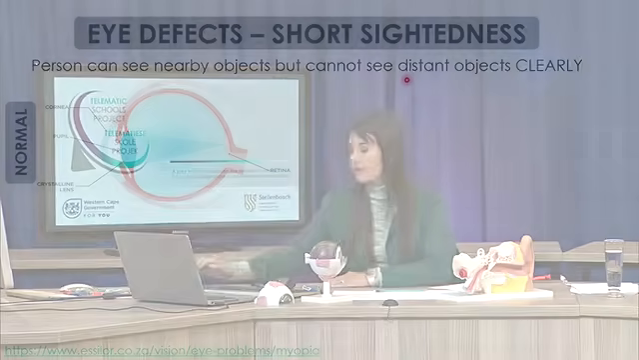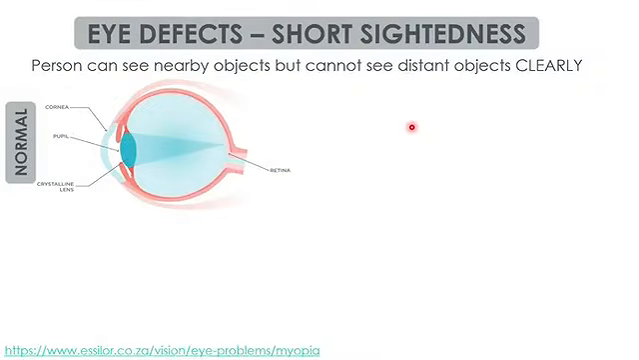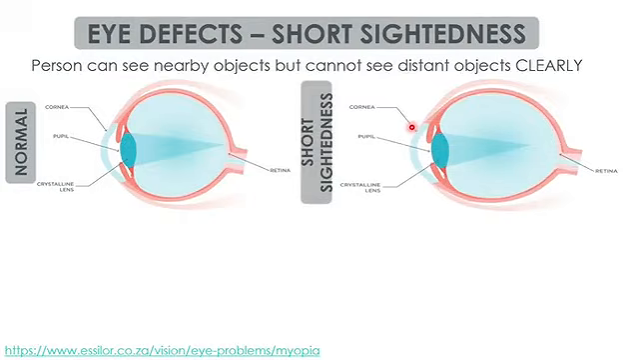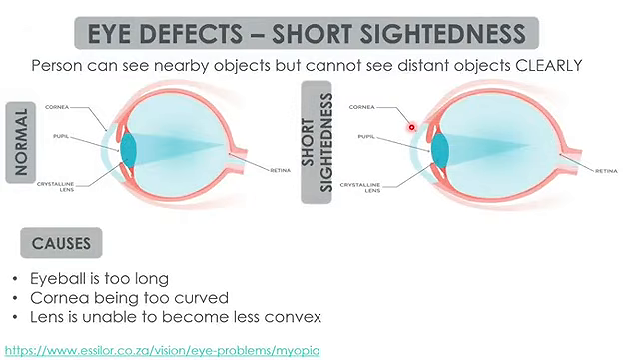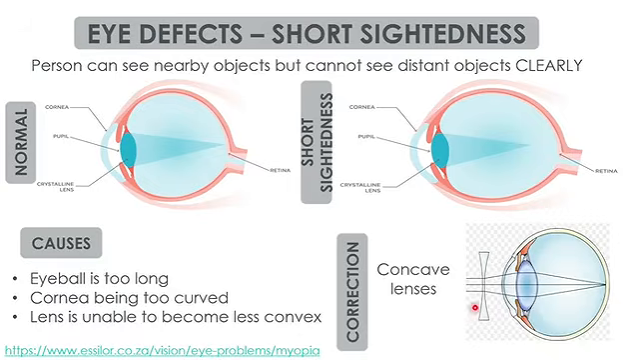On the diagram, we see that if we've got short-sightedness, the doctor must prescribe a concave lens. There you can see what the concave lens does: it first bends the light rays outwards, and then my lens, which is too round, will bend the light inwards so that the image will be focused on the back of the eye.